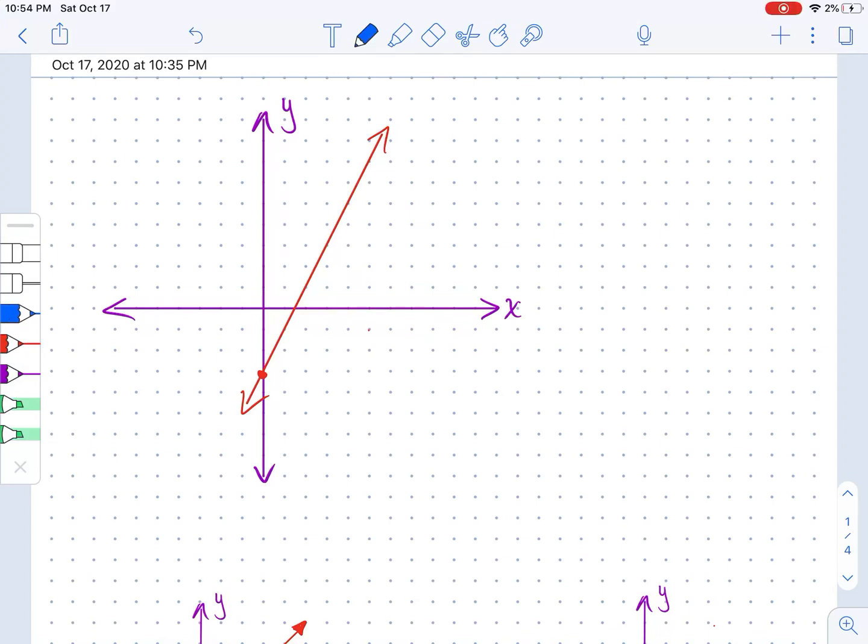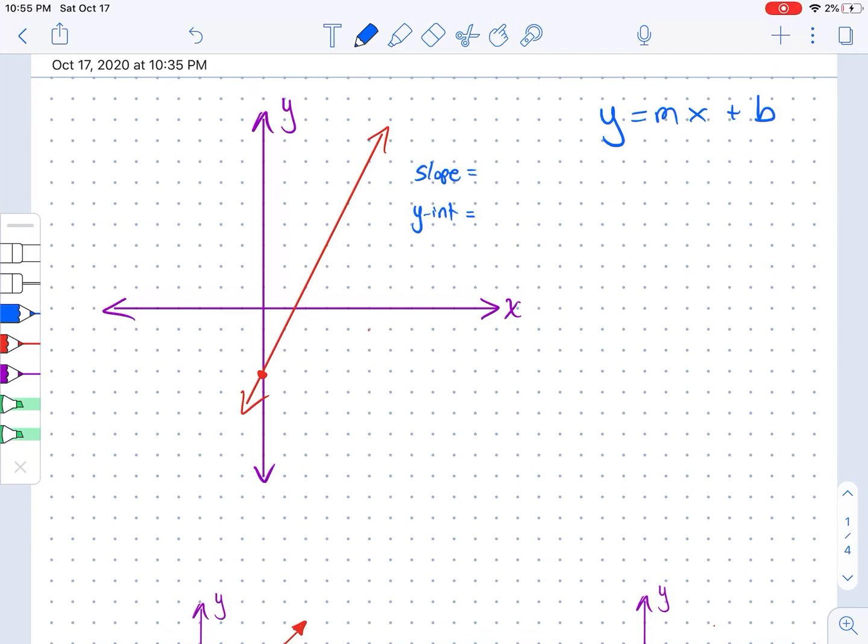How do you determine the equation of a graph if you're just looking at it? Well, remember, we are using slope-intercept form, so we are using y equals mx plus b. The first thing we want to figure out is what is the slope of this graph? And then we'll ask ourselves, what is the y-intercept? It actually helps to figure out the y-intercept first.